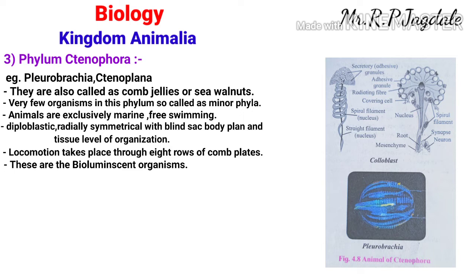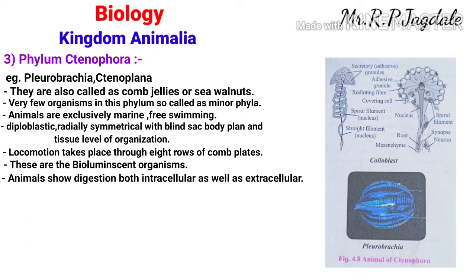The next character in the Ctenophora is that these organisms show digestion both intracellular as well as extracellular. So this is one of the characteristic features. Then reproduction: the sexual reproduction in Ctenophora is by indirect development. That means direct development is absent in the Ctenophora.